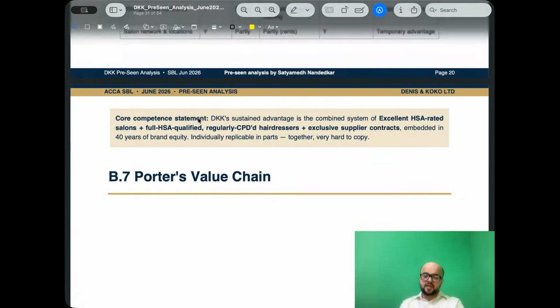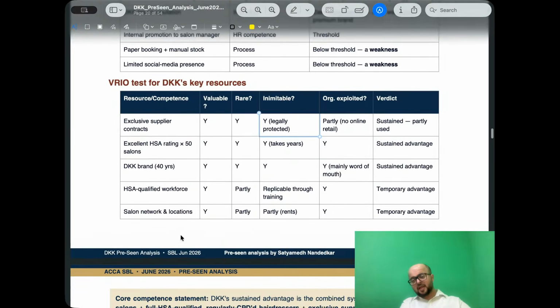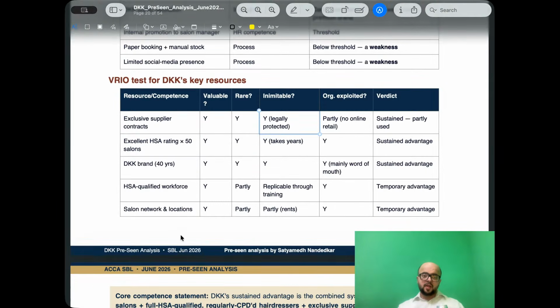The core competence statement: DKK's sustained advantage is the combined system of excellent HSA rated salons, full HSA qualified staff, regular CPD for hairdressers, plus exclusive supplier contracts embedded in 40 years of brand equity, individually replicable in parts. Okay. So this is the VRIO test. एक बार have a look. Read this carefully before we move on to the next model.